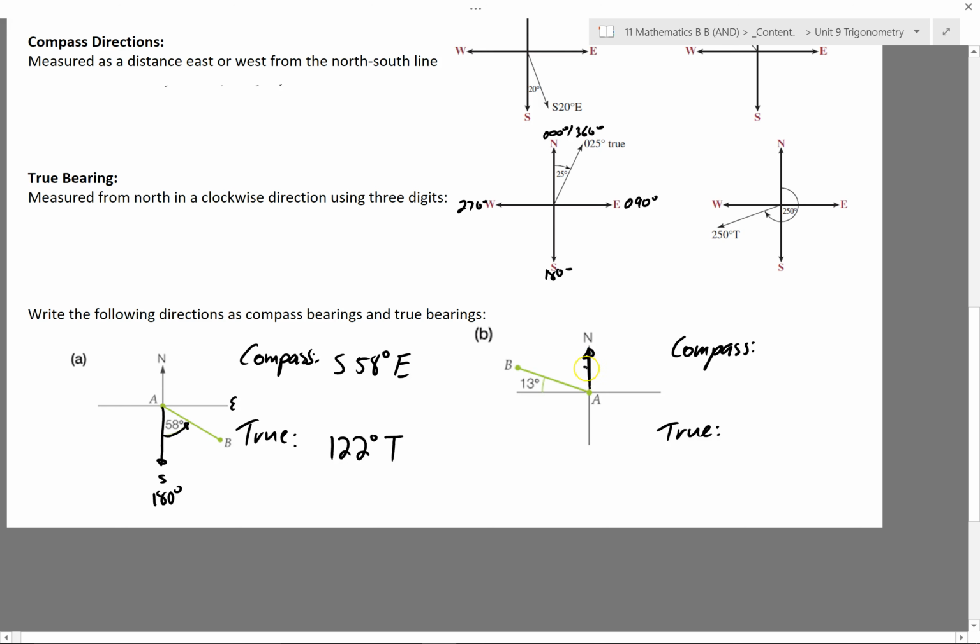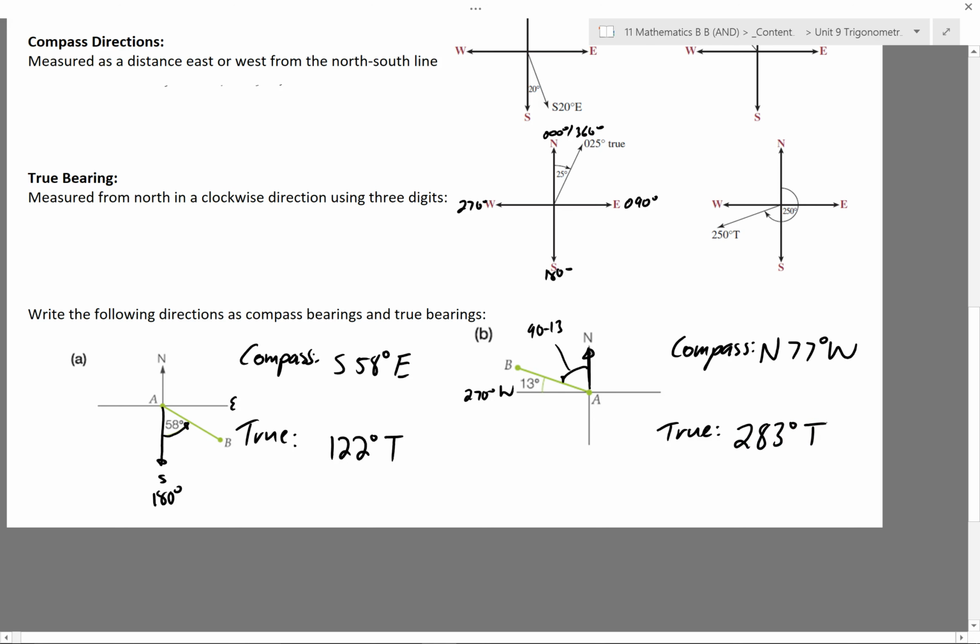Okay, from north, I need to go this angle to the west direction, so it'll be north. So in here is whatever 90 minus 13 is, 77 or something. And as a true bearing, well, I know this is 270 degrees, so I just need to add 13 degrees on there. So 283 degrees true.